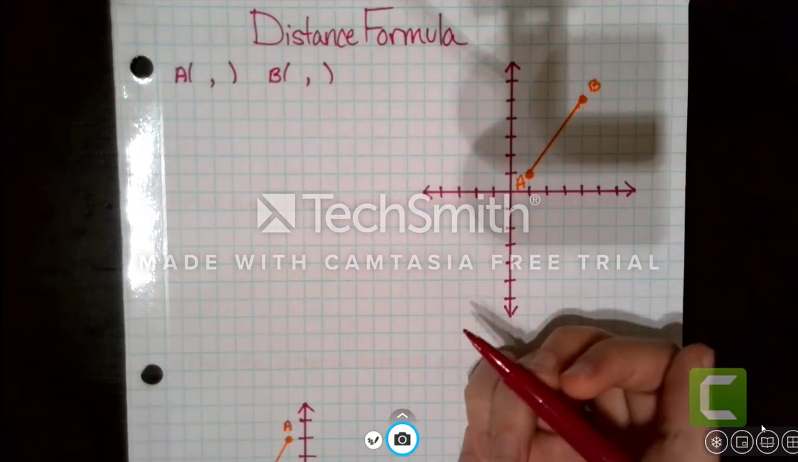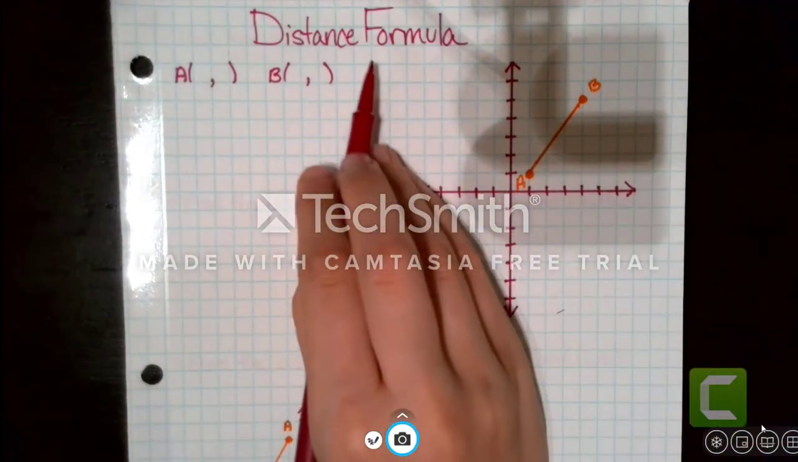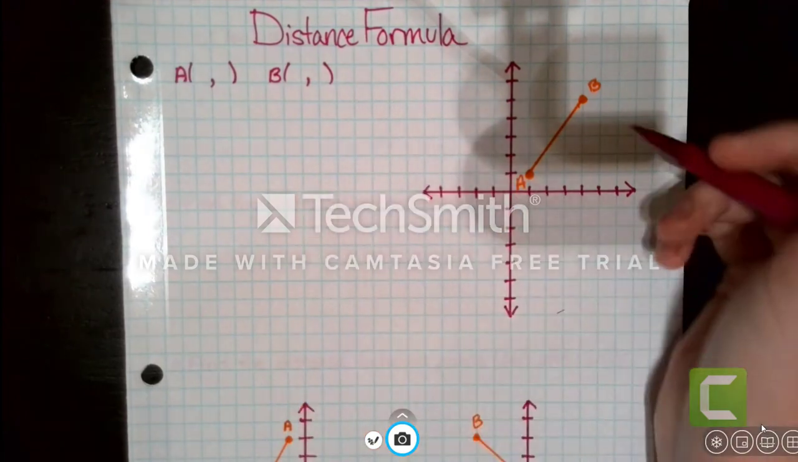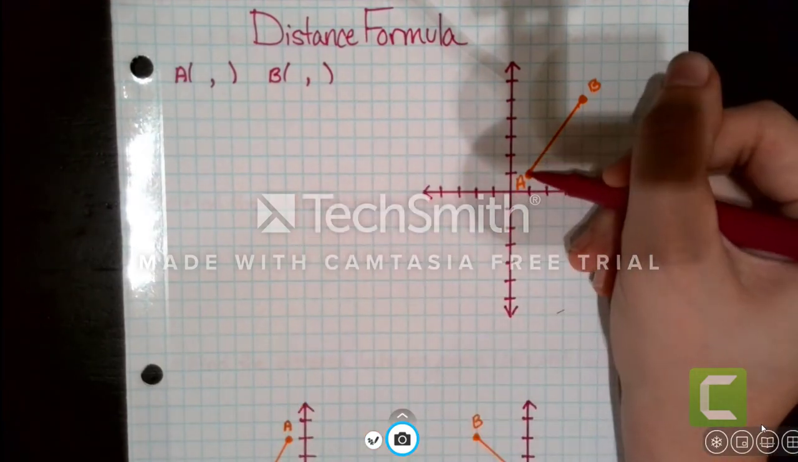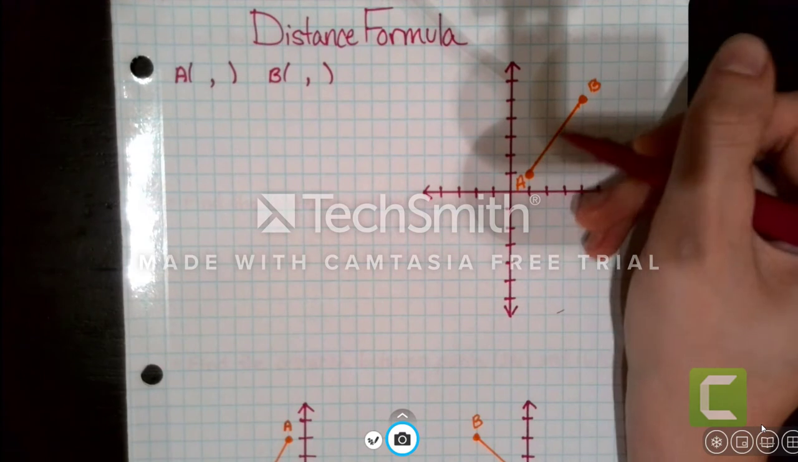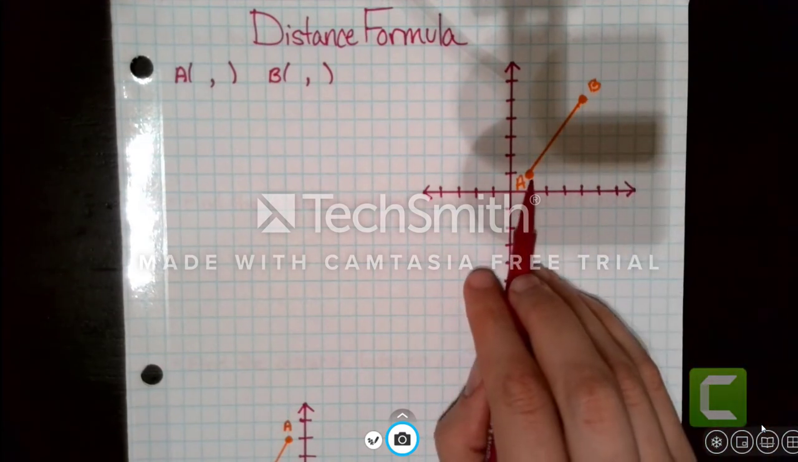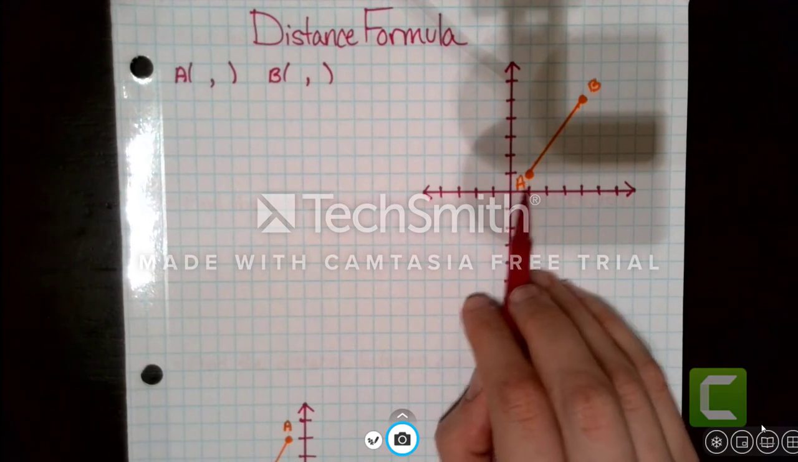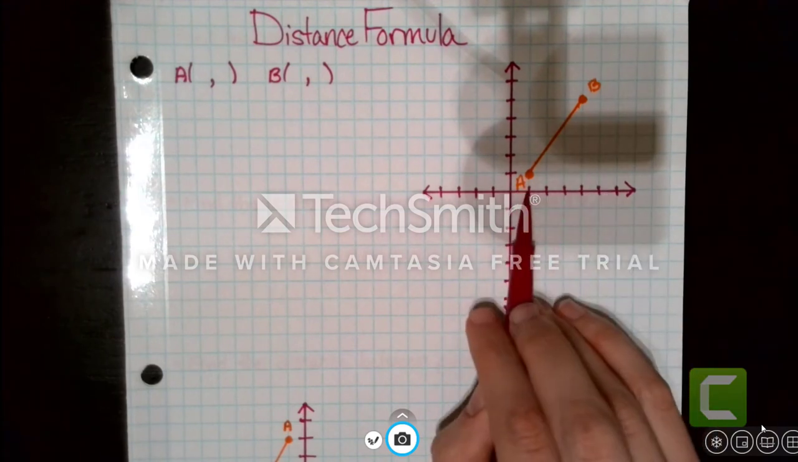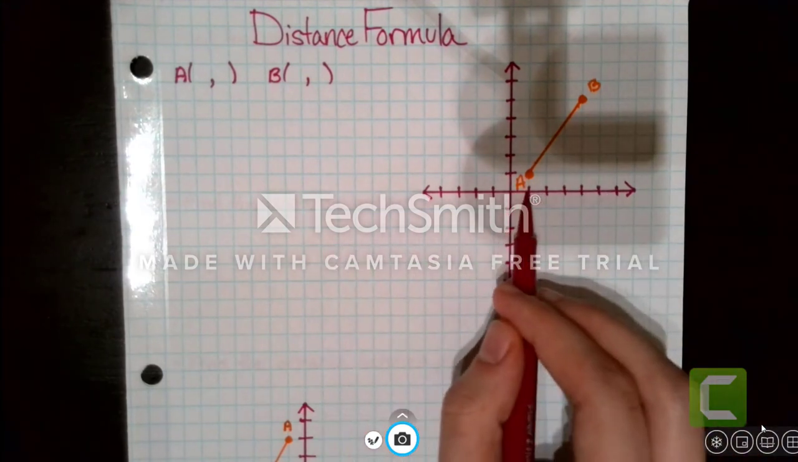Now that we've gone over the slope formula, we need to focus on the distance formula. Unlike slope, the distance formula focuses on the exact measurement between given points, not the rate of change. So to start, let's take a look at what points A and B have. A is at point 1, 1.